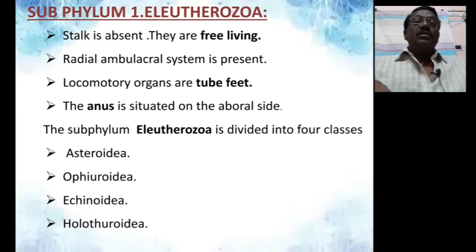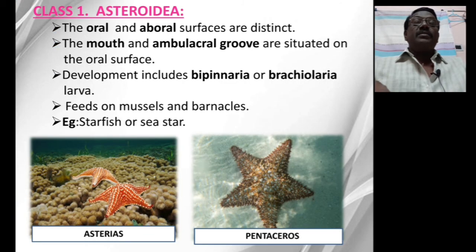So based on the presence of mouth, the body is divided into 2 sides: oral and aboral. Where the mouth is located, that portion is called the oral side, and the opposite side is known as the aboral side. This subphylum Eleutherozoa is divided into 4 classes such as ASTEROIDEA, OPHIUROIDEA, ECHINOIDEA and HOLOTHUROIDEA.